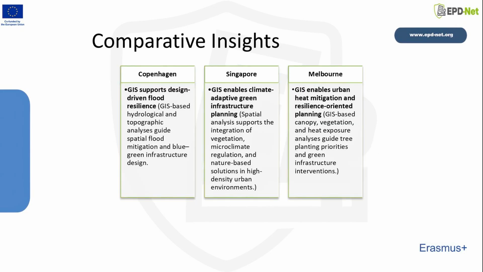In Copenhagen, GIS supported spatial design decisions aimed at reducing flood risk. In Singapore, GIS-based analyses were used to address the relationship between green infrastructure and microclimate. In Melbourne, nature-based interventions targeting the mitigation of the urban heat island effect were guided through GIS. Together, these case studies demonstrate that GIS operates with a similar planning logic across different urban contexts. In each example, GIS transforms environmental data into spatial analyses that support implementation-oriented and resilience-focused planning decisions.